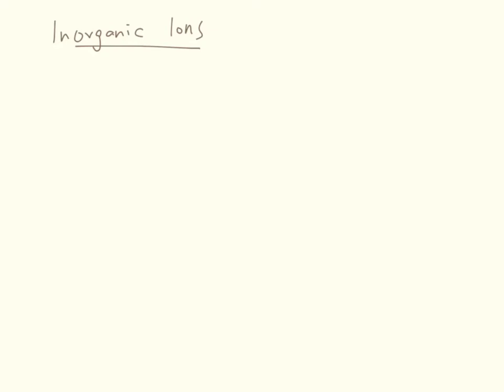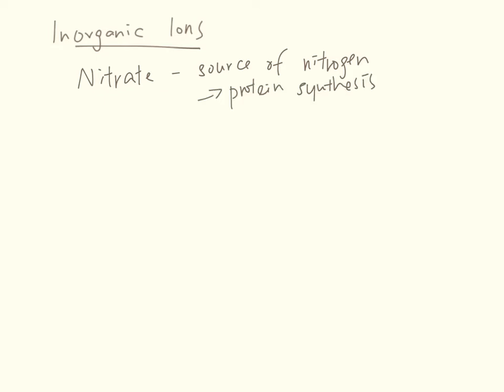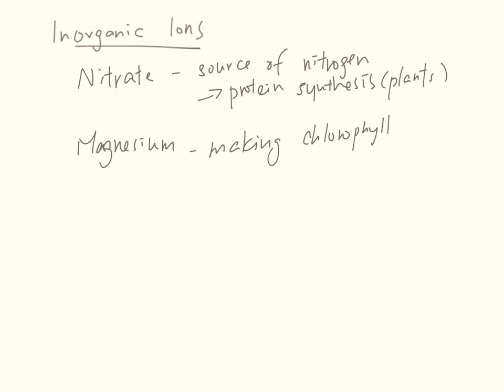Next, let's look at some inorganic ions. So the first one we have is nitrate, which is important in plants as a source of nitrogen to make protein. In humans, we get nitrogen from the proteins we eat. The next one is magnesium. Magnesium is important for making chlorophyll, so if a plant does not have enough magnesium, it would look yellow.